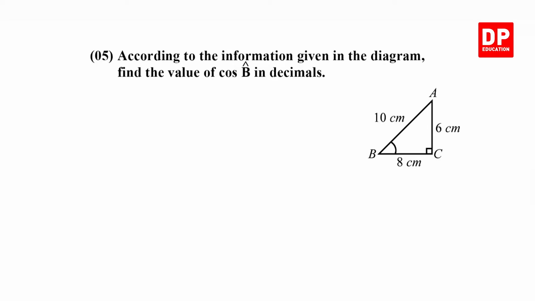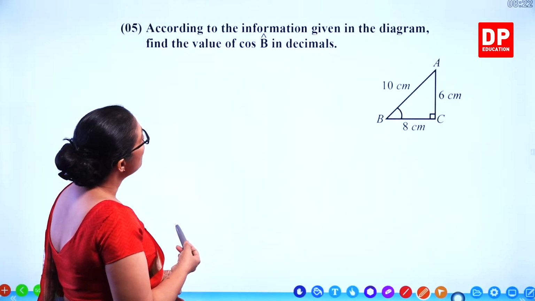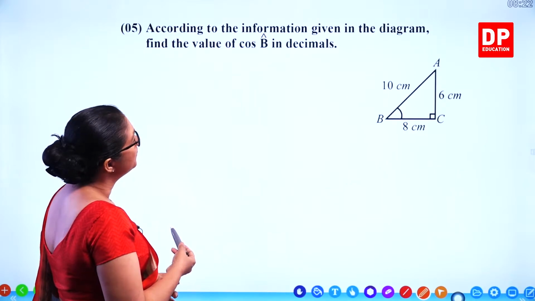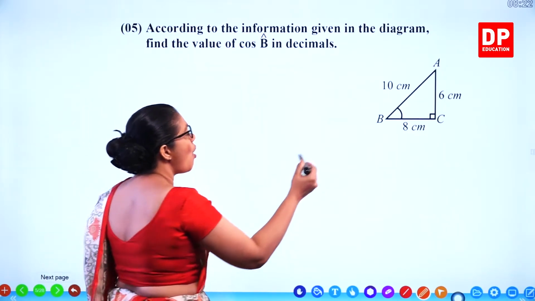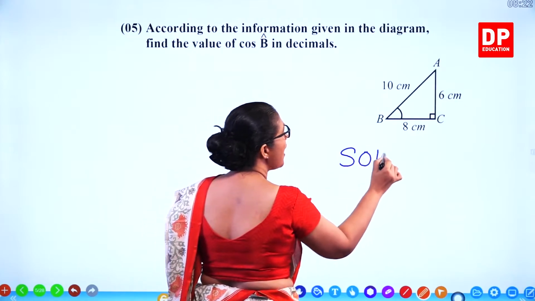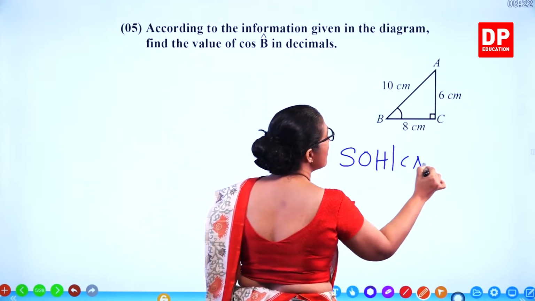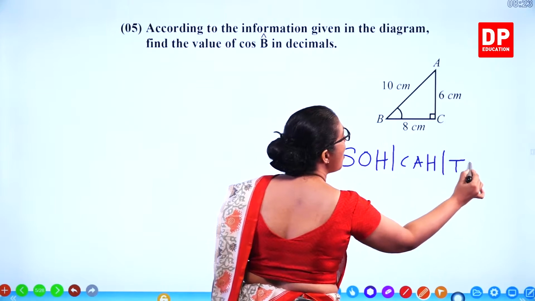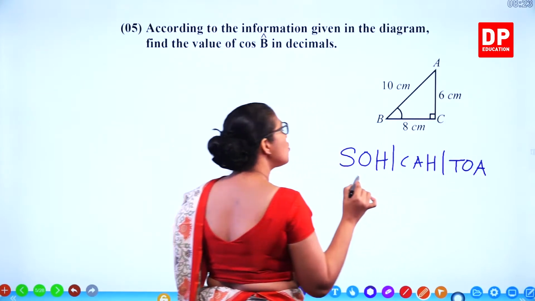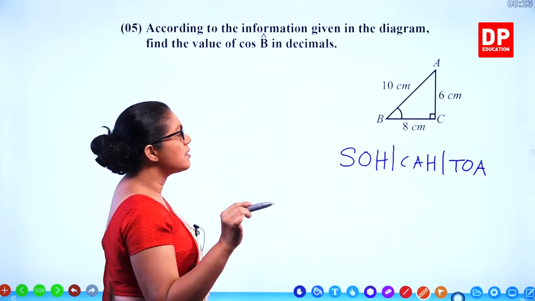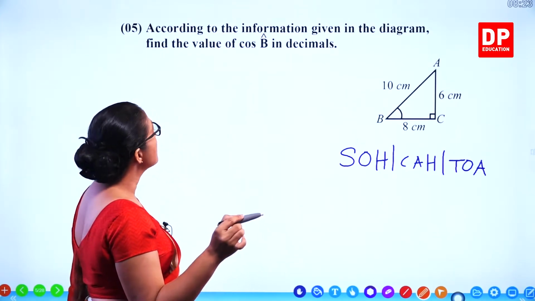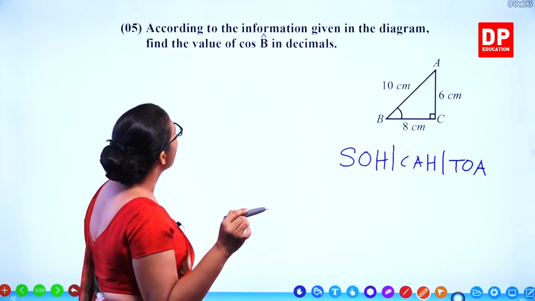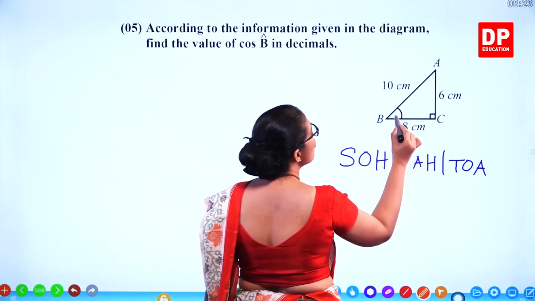Question number 5. According to the information given in the diagram, find the value of cos B in decimals. So what is the ratio? All 3 ratios. So Katoa, can you remember? Sine is opposite over hypotenuse, cos is adjacent over hypotenuse and tan is opposite over adjacent. So you need cos B.